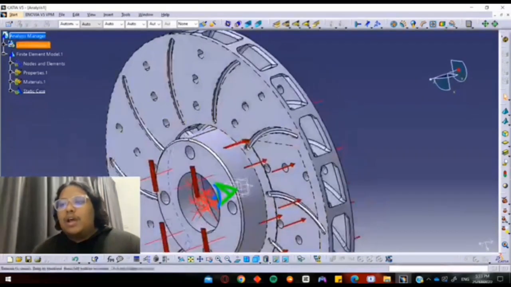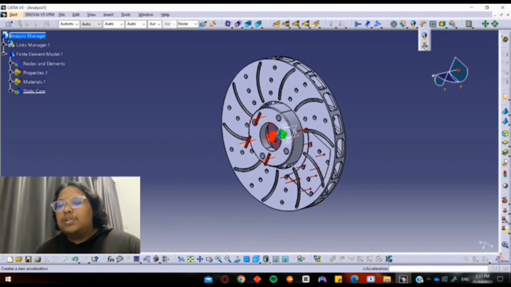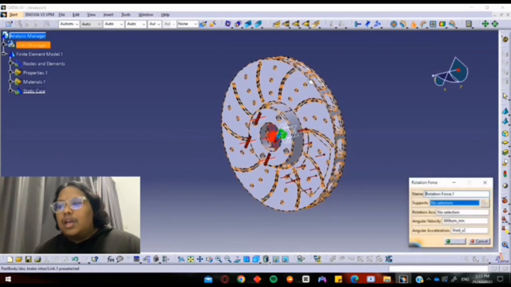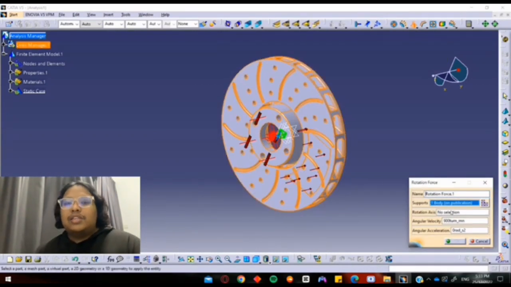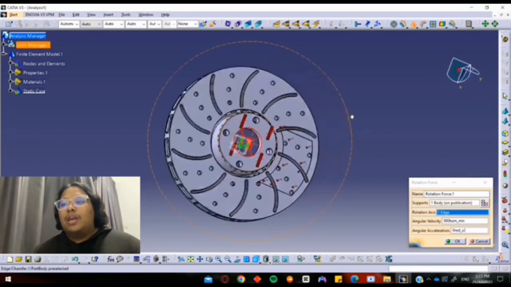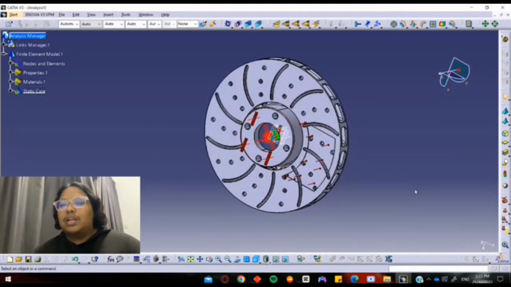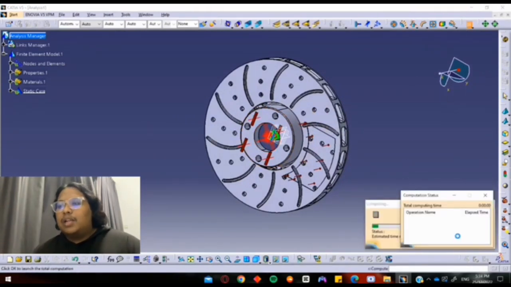After we are done with this process, we will select the rotation force and select the body, and the rotation axis will be the center hole edges. After we select the edges, make sure the speed is 900 turns per minute, and then we will compute the analysis.